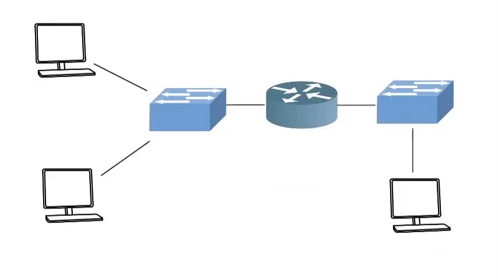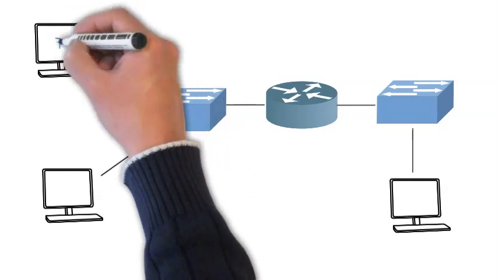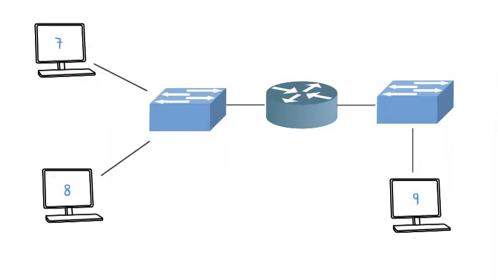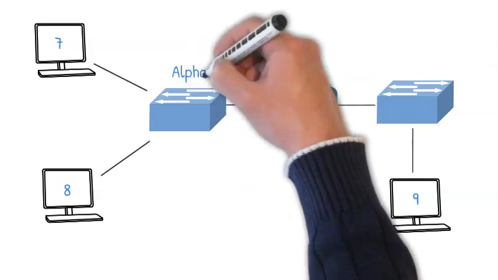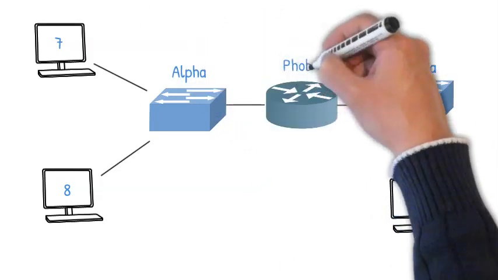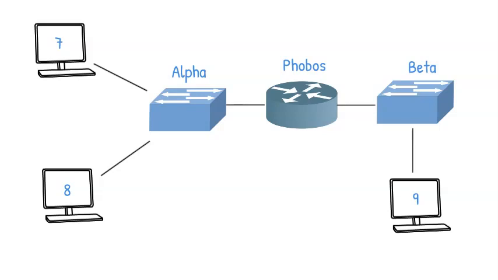So to make this a little bit easier, I'm going to go ahead and label the devices on my network diagram here. So I'm going to identify PC 7, 8, and 9, and then I'm going to identify my switches alpha, beta, and my router Phobos. Now, sometimes it's important to label what ports your PCs are connecting to your switches on. Sometimes it's important to label how your switches are connecting to each other and how your switches are connecting to the router. In this case, I'm going to go ahead and add a couple of more things.